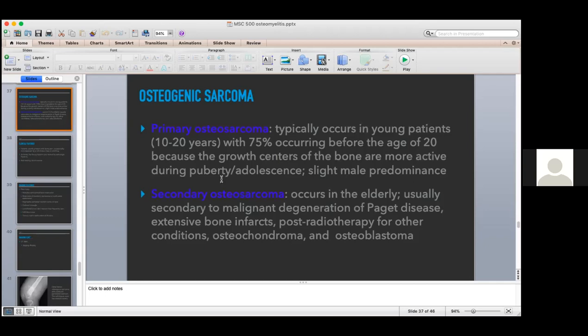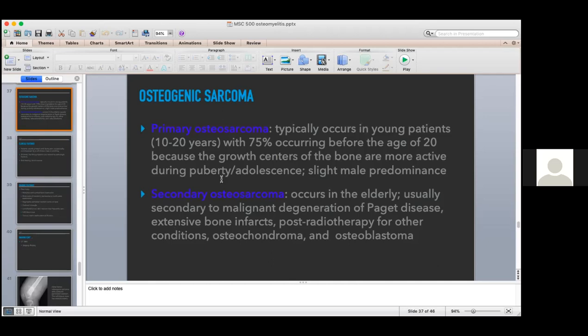So we have two types of osteogenic sarcoma. Primary osteogenic sarcoma that we see in the young patients, that's the 10 to 20 or 25 years age bracket, with 75% occurring before the age of 20. Why? Because the growth centers of the bone are more active during puberty and adolescence. So it also has a slight male predominance.